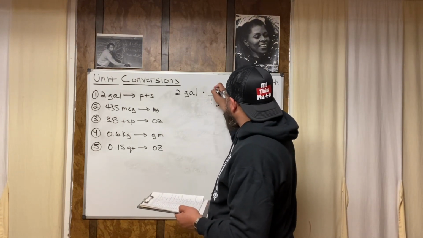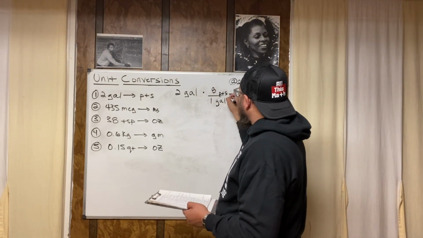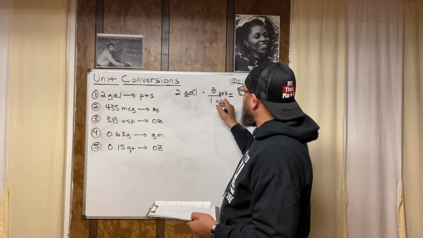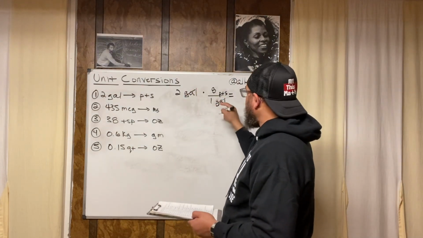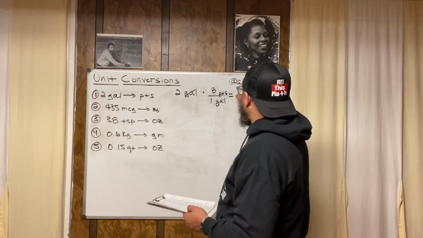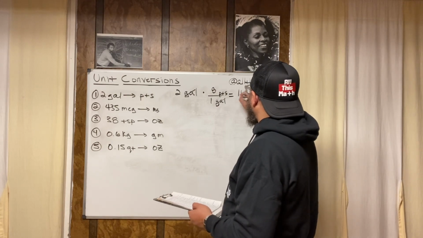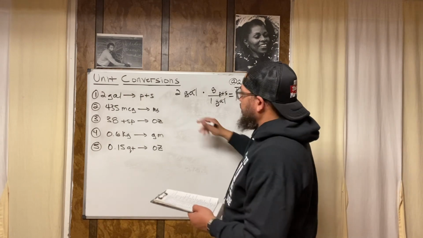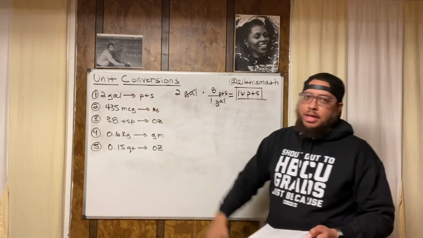So I got 1 and I got 8. And then I'm going to multiply. I'm going to cross cancel those, and I'm going to do 2 times 8, that's 16. So that's 16 pints. That means 2 gallons is equivalent to 16 pints.